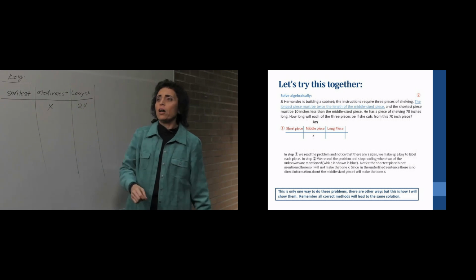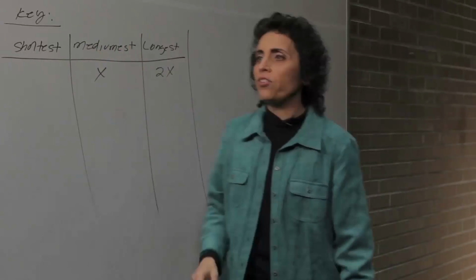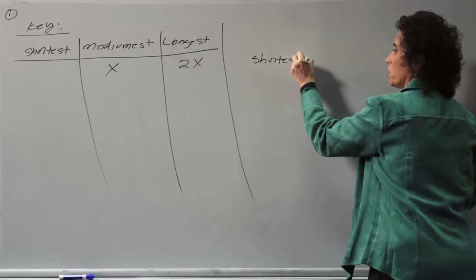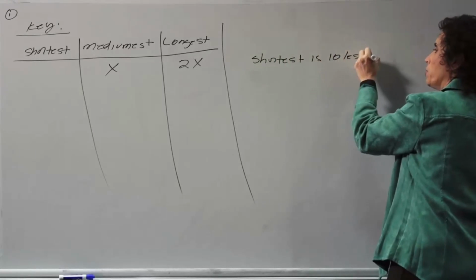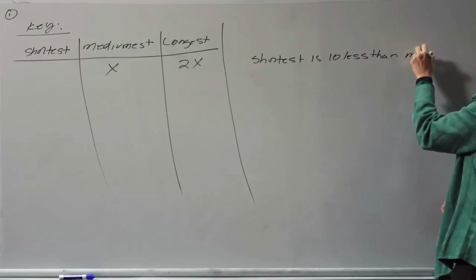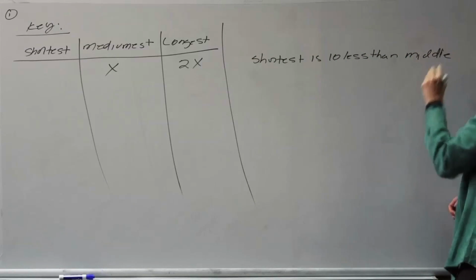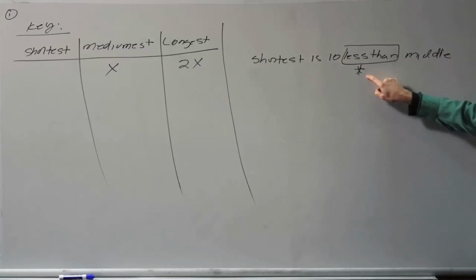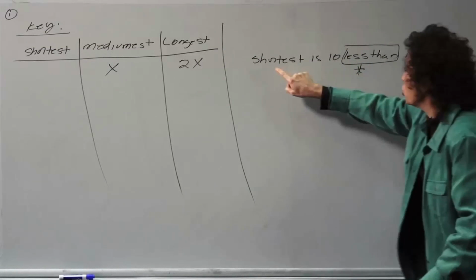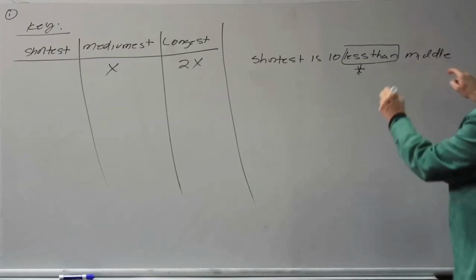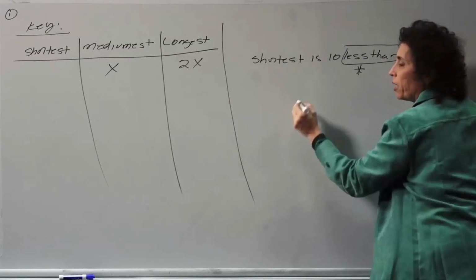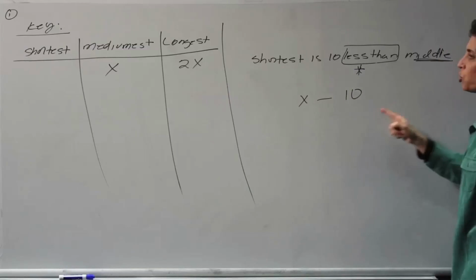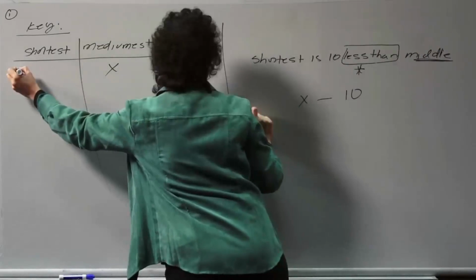Now keep reading. And the shortest piece is 10 inches less than the middle. Okay, I'm just going to write that for a minute. Shortest is 10 less than middle piece. Middle or medium piece, whatever you want to call it. Now look, here's the key phrase we need. This is the big key, because this means we're switching the order. The shortest is 10 less than the middle. So the middle piece has to go first. The middle piece is X. Less than switches the order, but it means subtraction. So there's your shortest piece.